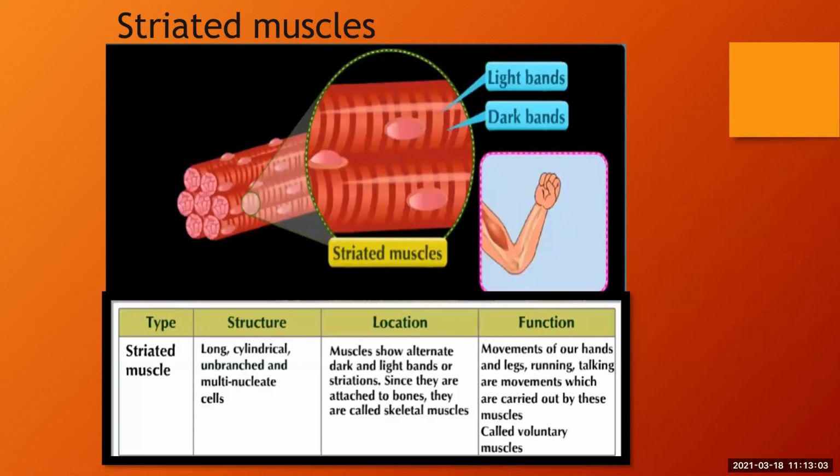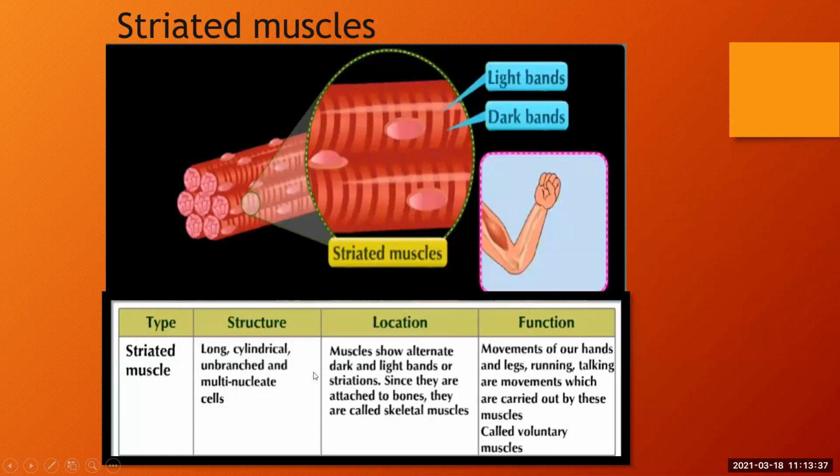Now, why are they known as voluntary muscles? Because all these activities are under our control. We are doing these willingly, so they are known as the voluntary muscles. If we want to run, then only we can run. If we want to make the movement of our hands and legs, then only we can make the movement. So they are under our control, so they are known as the voluntary muscles.